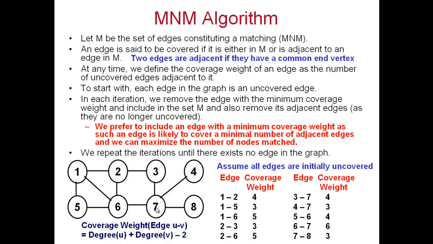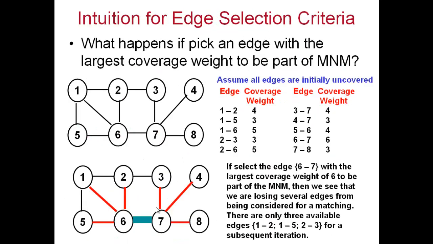So the idea behind the algorithm is to go through an iterative fashion. In each iteration, we're going to include one edge to be part of the maximal node matching that you're going to find. And after some iterations, you would have found the maximal node matching. Now, what's the criteria for choosing the edges? Given that we know what the coverage weight of an edge means, the question is, should we choose edges with a larger coverage weight to be part of a maximal node matching or a lower coverage weight?